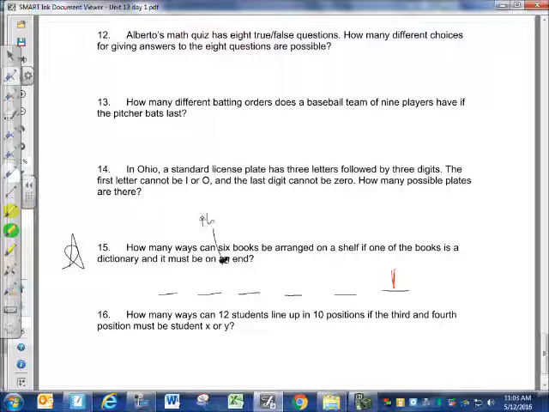All right, now if it reads on the end, and you put the dictionary on the end, what do you do for the other slot? You go 5, 4, 3. Right, that means there's 5 remaining books there, then 4, then 3, then 2, then 1. No, you didn't. You had 6, Miss Adams.